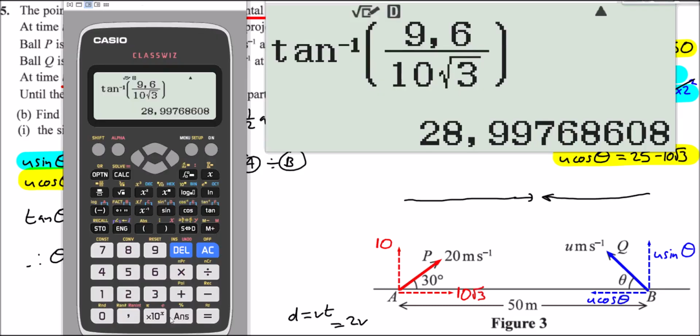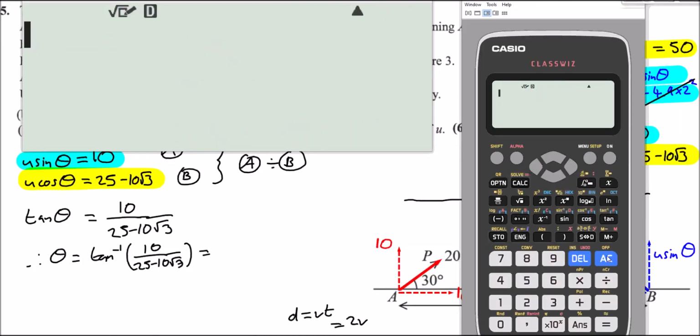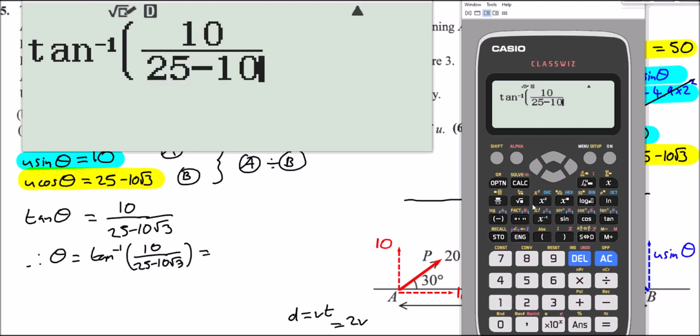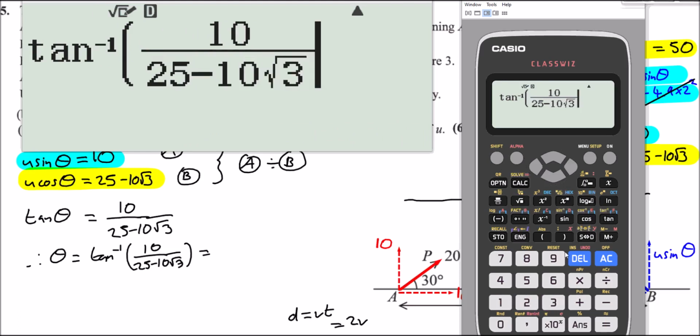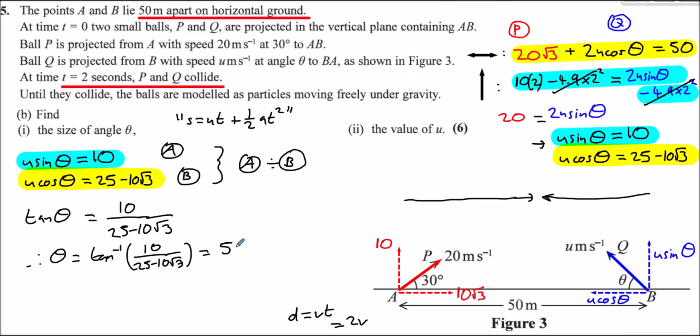So if we just do this on the ClassWiz or any other suitable calculator, shift tan minus 1, 10 over 25 minus 10 root 3, close brackets, press equals, we get that theta is 52.5 degrees. So for part 1, theta is 52.5 degrees. For part 2, we want the value of u.